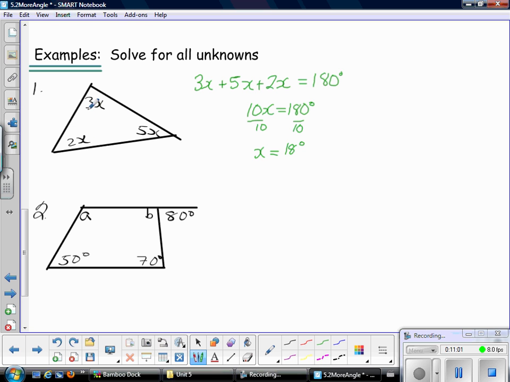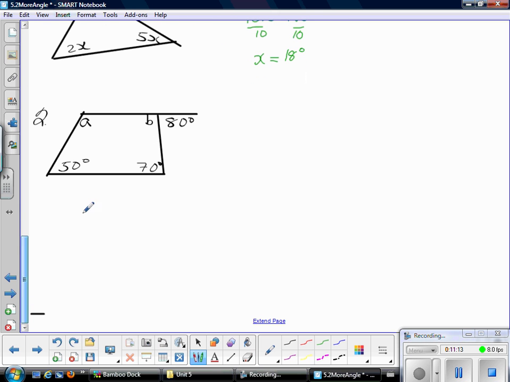I could then tell you what each one of these angles are. This one here obviously would be 36. This one would be 3 times the 18, and this one would be 5 times the 18. Okay, next question. A little bit harder for this one. So I have to find A and B according to this. Now, I know that the sum of the angles inside a quadrilateral equal 360, but I have two unknowns, so that's not going to help me. I also know that these two together have to equal 180. So that's the first one I'm going to find.